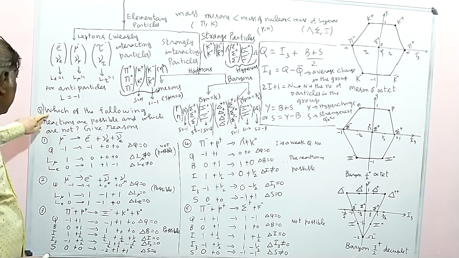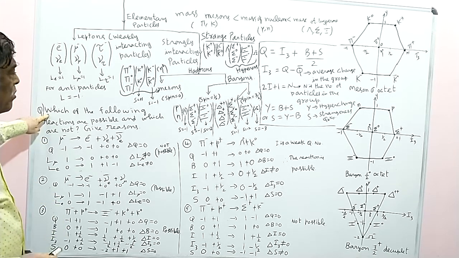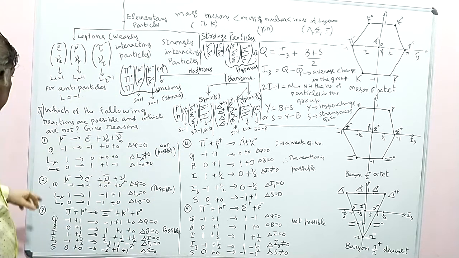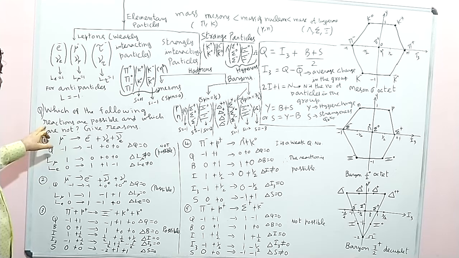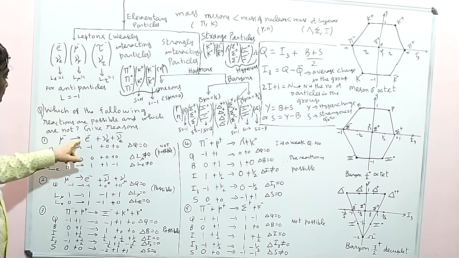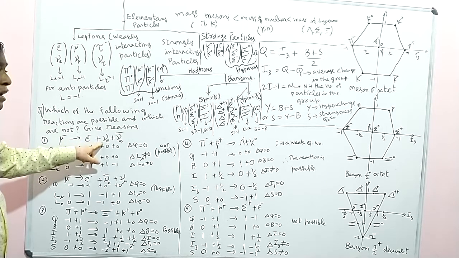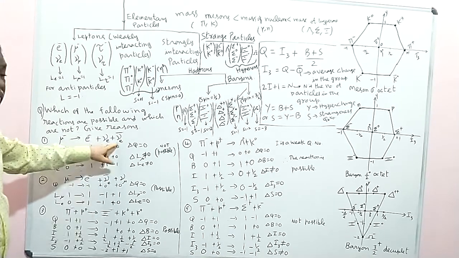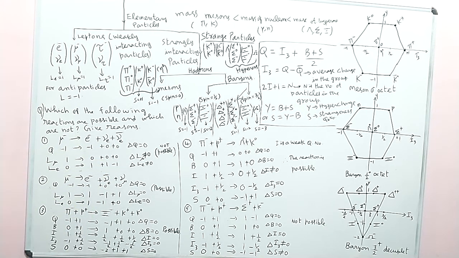Now, let us consider a few problems, and we will discuss how to apply these formulas as well as these diagrams. Which of the following reactions are possible and which are not? Give reasons. Here the first equation is a decay equation: mu minus, the muon, goes to e minus plus the neutrino associated with the electron and the antineutrino associated with the electron.